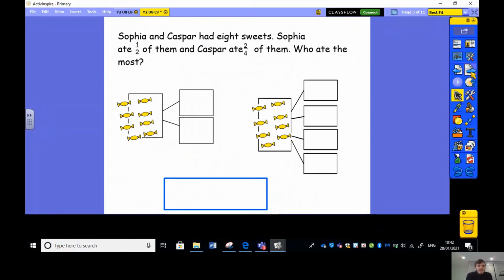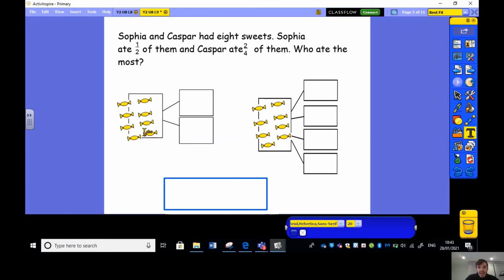So it says here, Sophia and Casper had 8 sweets. Sophia ate 1/2 of them and Casper ate 2 quarters of them. Who ate the most? So it says Sophia ate half. So I'm going to put a little S here for Sophia. I'm going to put a C here for Casper.